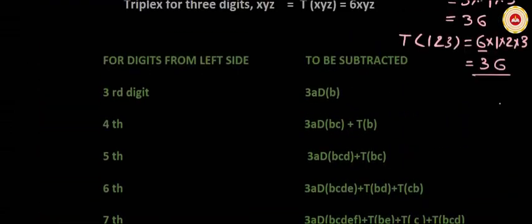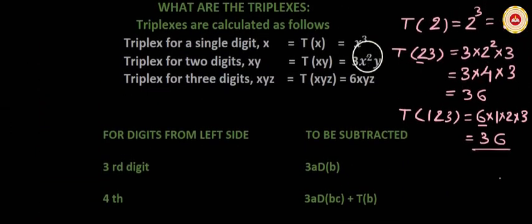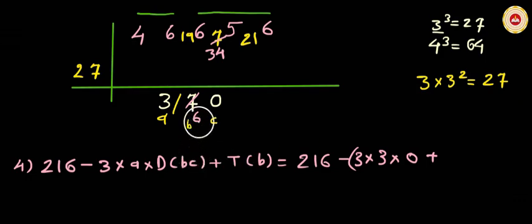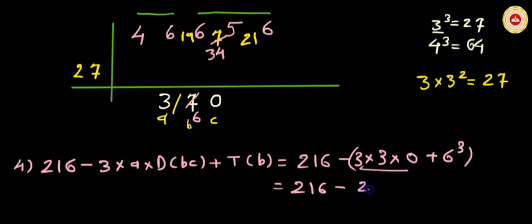How to calculate triplex of a single digit? See, triplex of a single digit, just cube that digit and that will be the triplex of that digit. So let us cube 6, triplex of B. B is 6 here, so 6 cube. What is 6 cube? 6 cube is 216. 216 minus, this term is 0, so 216 becomes 0, and this 0 is net dividend.